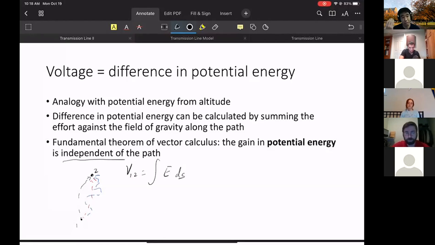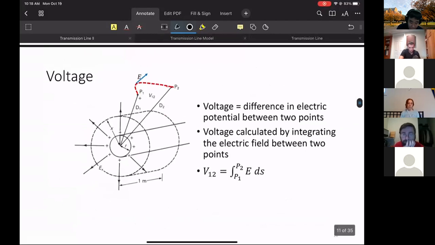As long as you have the same starting and ending point, the net change in potential energy will be the same. So it doesn't matter which path you took. There's a mathematical reason behind this, not very deep. But what we have to remember is we're talking about a potential field, electric potential. So it is independent of the path. Because it's independent of the path, all we have to do is a simple integral.